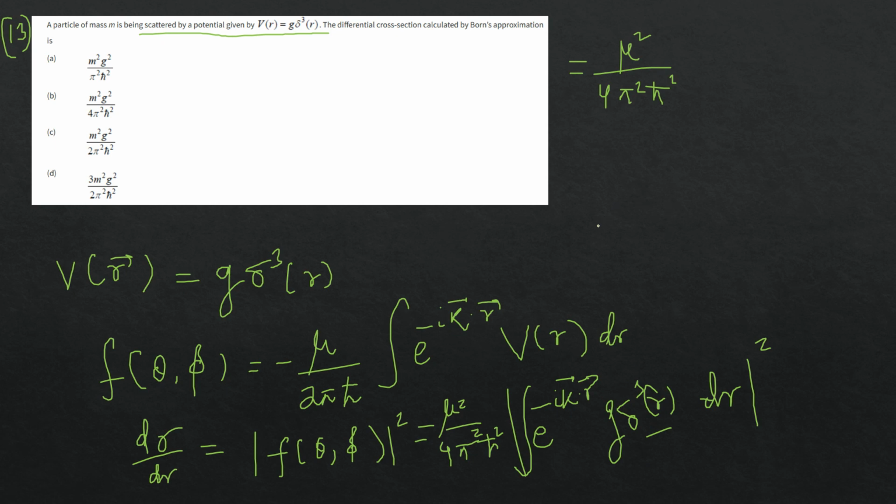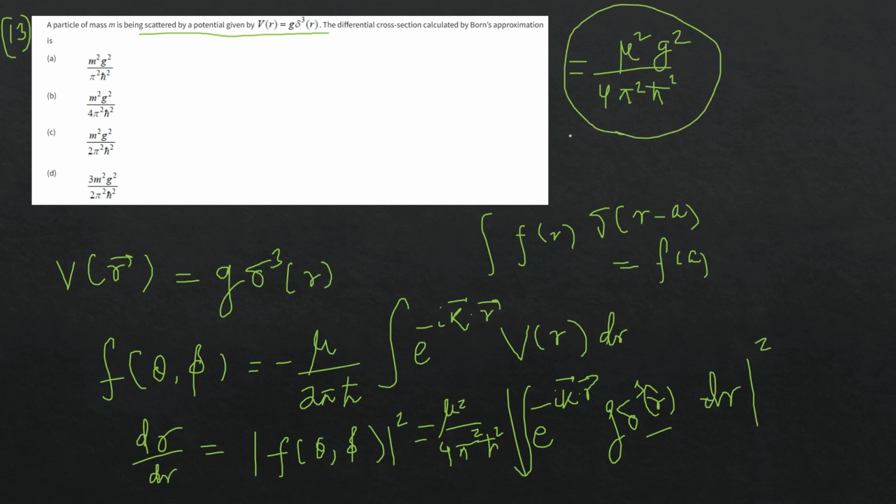Because see, when there is a delta function inside the integration, delta r minus a, suppose, and there is another function that is f of r, if a exists between the limits, then what happens to the integration? It becomes f of a. So exactly here also, r minus 0 is there, so I will just put 0 here. Everything will become 1, only g will be left. So g will go out as g square. So this will be your answer. Got it? So the answer is mu square g.